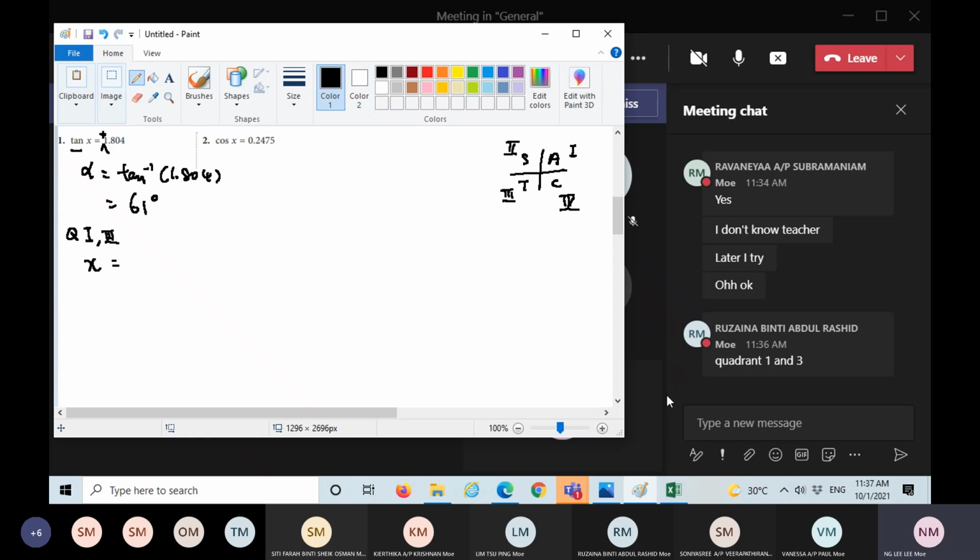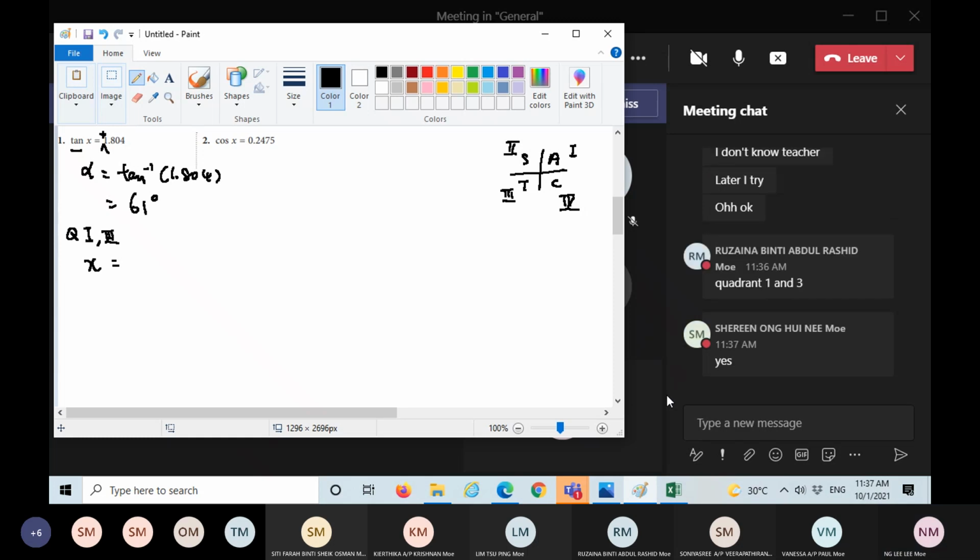Is Shereen here? Okay, Shereen, can you answer the question? What is the x? One is in the first quadrant, one is in the third quadrant. If you don't know, then just say you don't know.